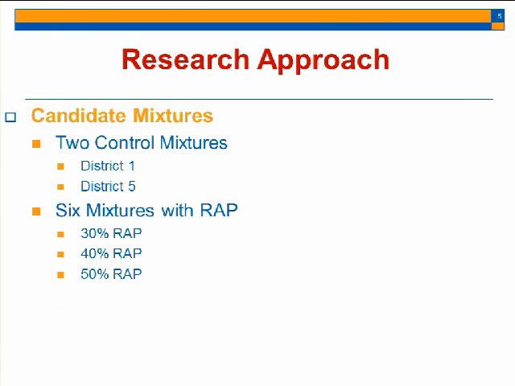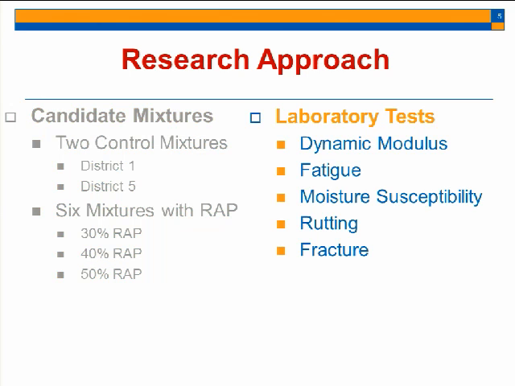So the research approach that we adopted was that we made two control mixtures. Control means two mixtures made of virgin material, not including RAP. From two sources, District 1 and District 5, we had two virgin aggregate sources and two RAP sources. And the mixtures that we made with those RAPs were three mixtures: 30% RAP, 40% RAP, and 50% RAP. The tests that we conducted were the dynamic modulus test, fatigue test, moisture susceptibility test, rutting test, and the fracture test.